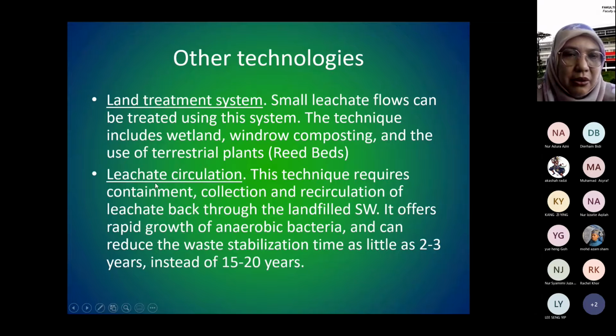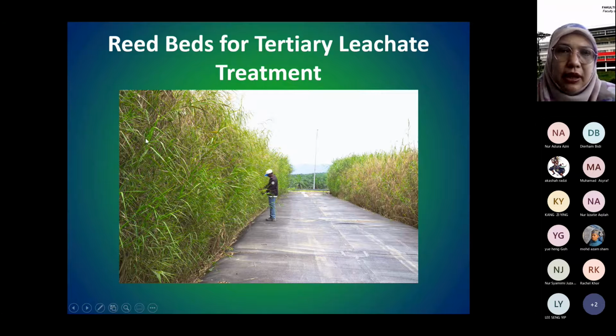I mentioned to you just now about leachate recirculation. In order to achieve zero discharge, leachate can be circulated back into the cell. This technique requires containment, collection and recirculation. It offers rapid growth of anaerobic bacteria and can reduce the waste stabilization time to as little as 2 to 3 years instead of 15 to 20 years. This is the picture of reed beds as a tertiary leachate treatment.